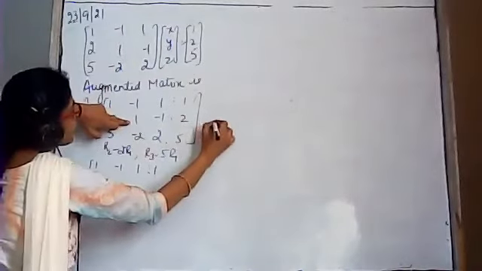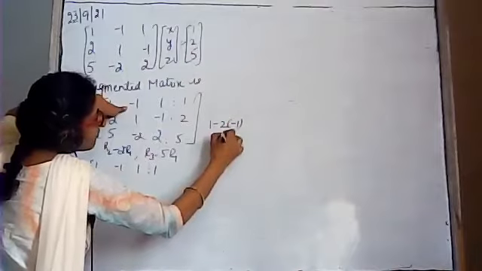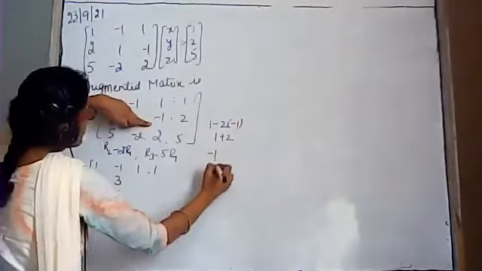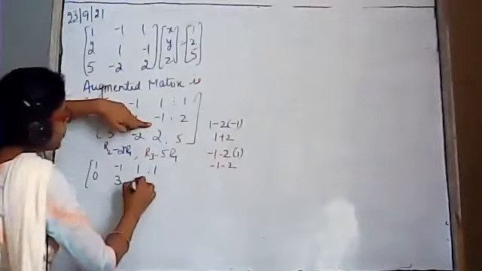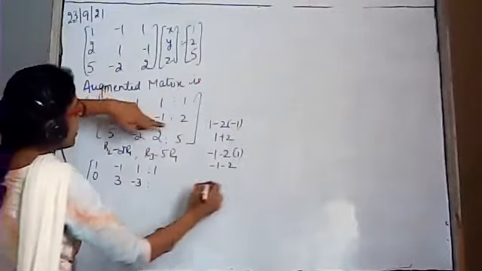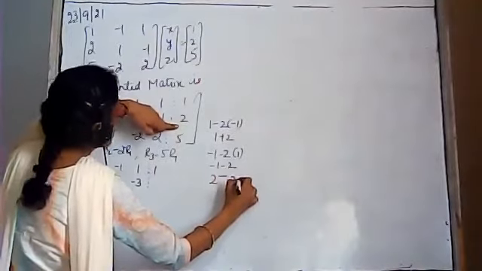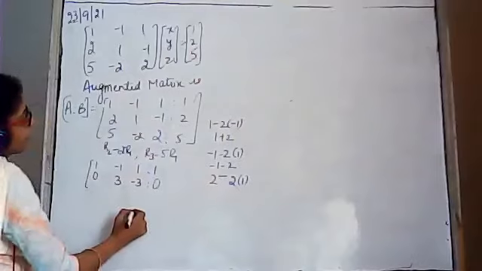The element of R2 is 1 minus 2 times R1. This is 1 plus 2, which is 3. Again, R2 is minus 1 minus 2 times R1, minus 1 minus 2, this is minus 3. R2 is 2 minus 2 times R1, R1 is 1, 2 minus 2 will be 0.